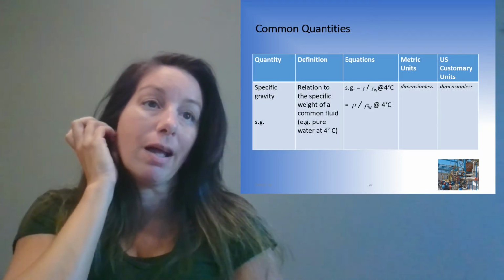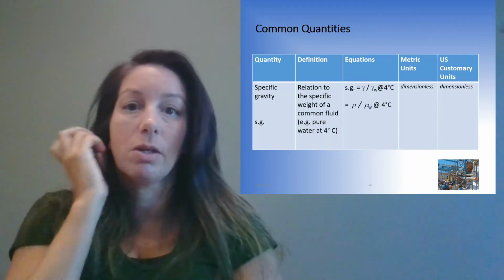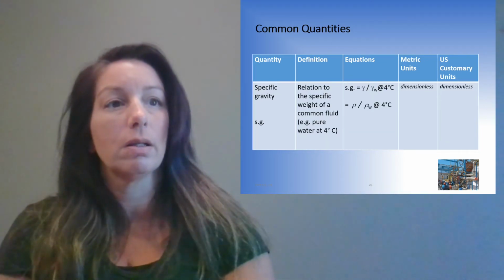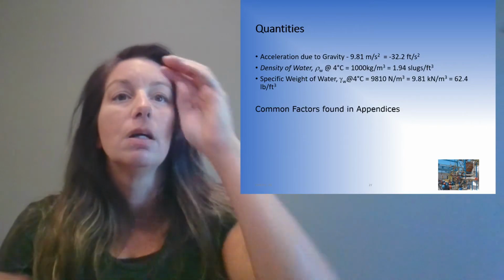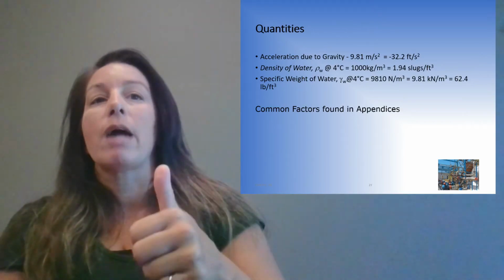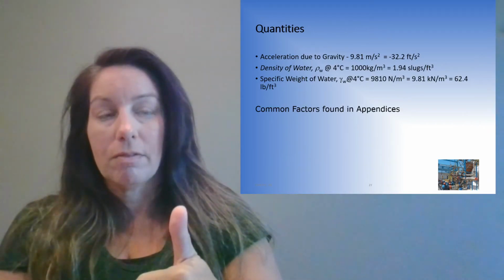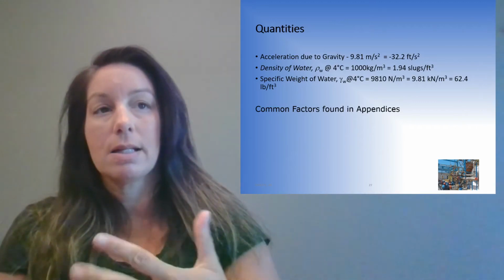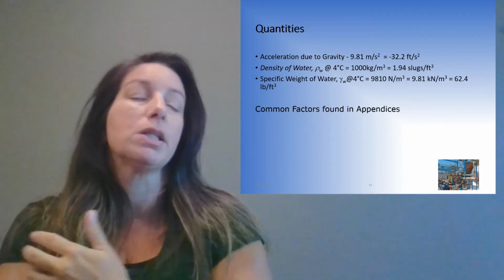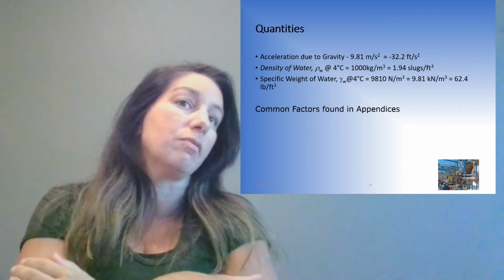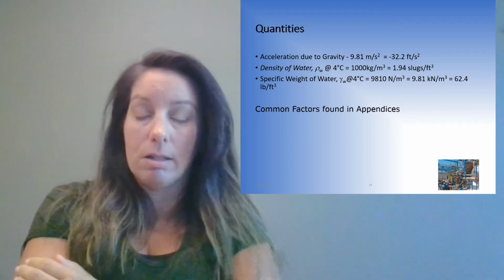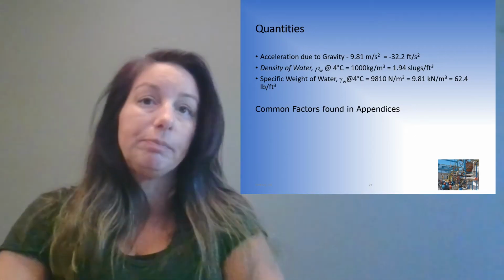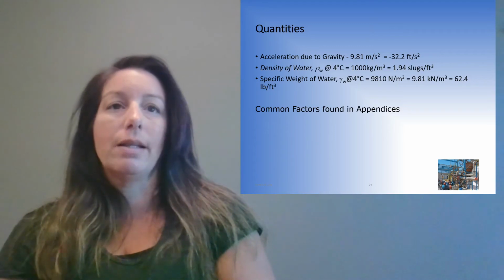So you can apply it. It's kind of good because you can use it for metric or imperial. So gravity, negative 9.81 meters per second squared is equal to negative 32.2 feet per second squared. Why negative? It's just a sign convention, right? Down is negative in this course.